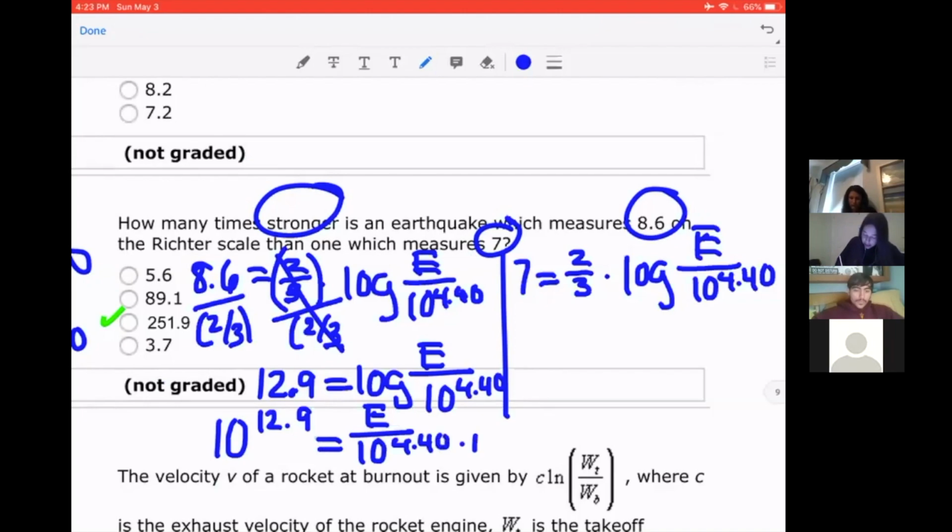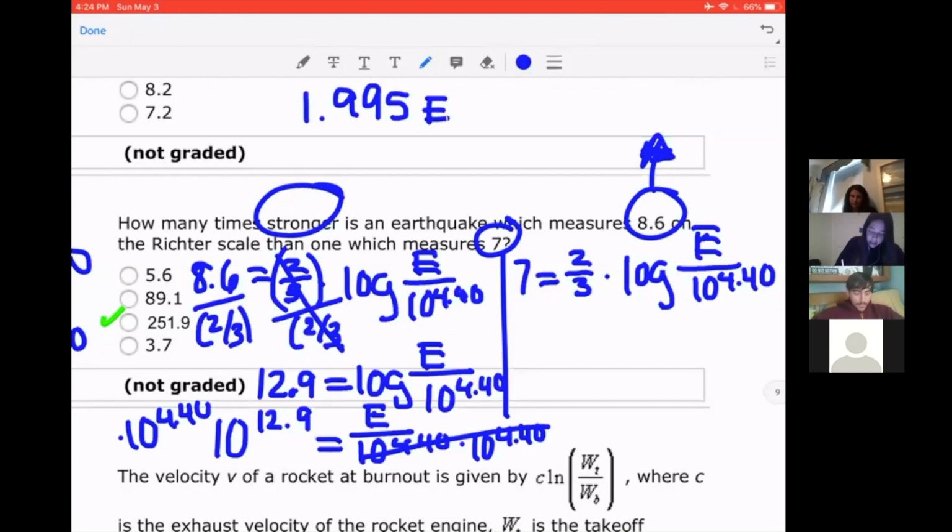To solve for E, I multiply both sides times 10 to the 440. So I have 10 to the power of 12.9 times 10 to the power of 440. And this is going to be, I'll show you guys that way you understand when you see it. Do you see how it has that letter E there at the end? It has like 1.99999 and then E to the 17. Okay, guys. So it looks like 1.995 E 17.